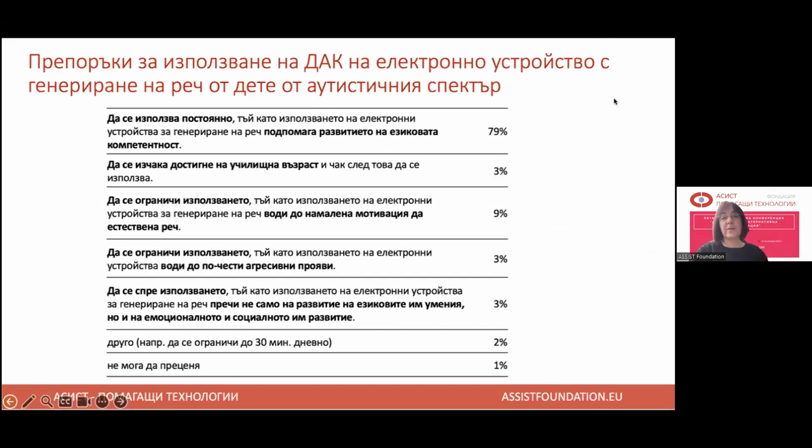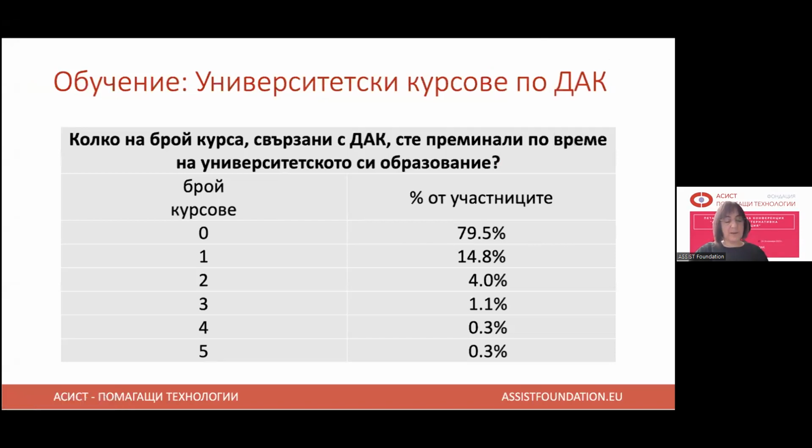concerns recommendations for using AAC on a speech generator by a child from the autistic spectrum. 79% of the respondents replied that it should be used all the time since it supports the development of language competences. But a smaller percentage of respondents said that they should wait until the child is old enough, of school age, and others still said that the use should be restricted since it could lead to more frequent and more aggressive behavior. Fortunately, the percentage of respondents who think so is much lower. I added these 2 slides because of our discussion yesterday.